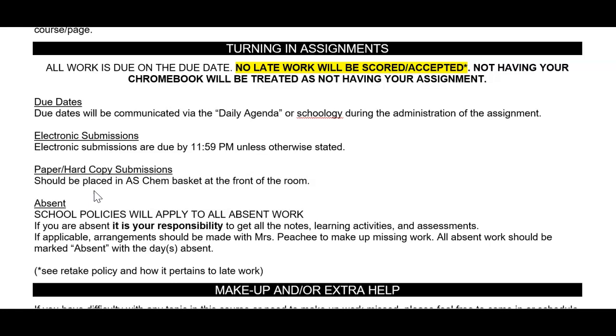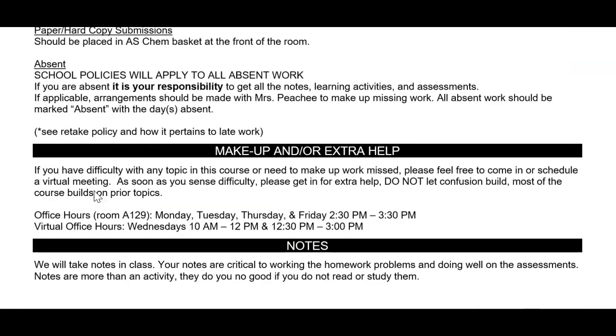If you're absent, all work must be submitted within a reasonable amount of time. See me if there's an issue. I'm very willing to work with you and help you get through that. I know you have many classes when you're absent that you're trying to catch up on. I can be flexible if you have a plan when you come to me. But it is your responsibility to get anything you're missing from an absence. Either see me or a fellow classmate to do so.